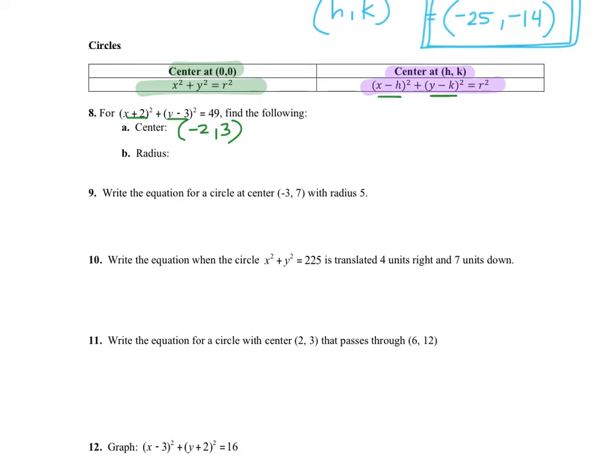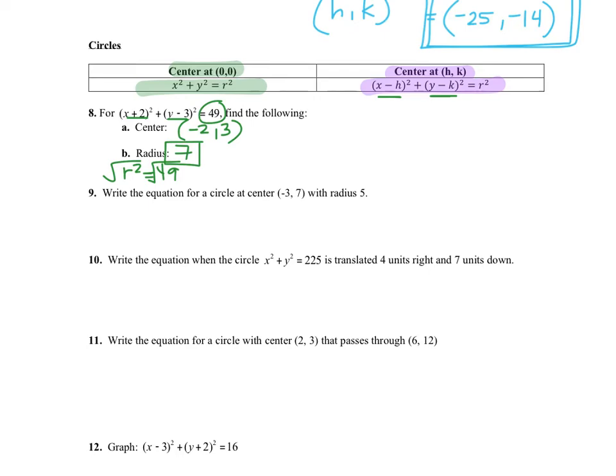And then the radius is always the square root of this number, because that right now is r squared. So if r² equals 49, then to get r, we have to square root. So your radius here would be 7.